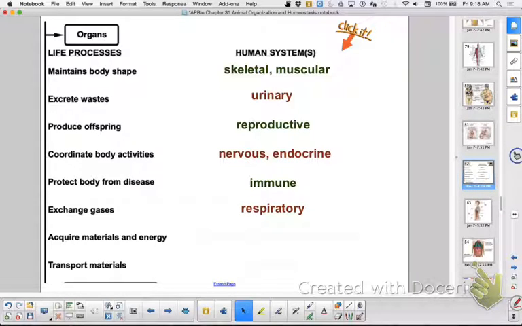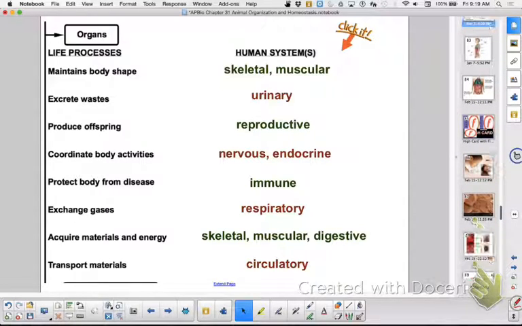Respiratory, acquire materials and energy. Digestive. And you have to pick something up, so you might need your musculoskeletal. Okay, transports materials? Circulatory. Anything else? No. All right, so that's just an overview of the different systems. Sounds like you have those down pretty good.